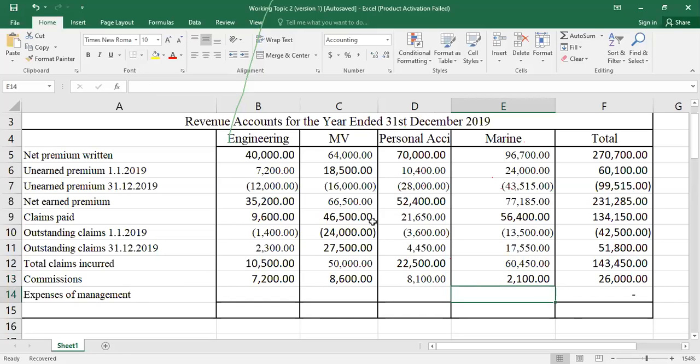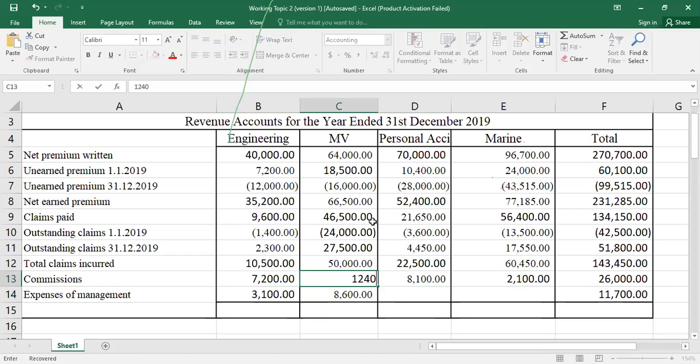Right? Then we have the expenses for management. The figure has been given. So you have 3,1. Then we have 8,6 for motor vehicle. Did I get the right figure? No, this figure is supposed to be 12,4, sorry. So personal accident is 10,3. And then expenses for marine is 18,450. Are we there?